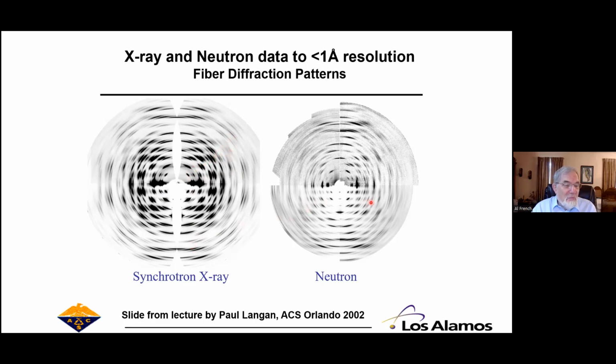The neutron diffraction pattern is similar. It's not quite as crisp and sharp as the X-ray pattern is. But the point is that there are lots of little reflections here that don't show up when you do a powder pattern.